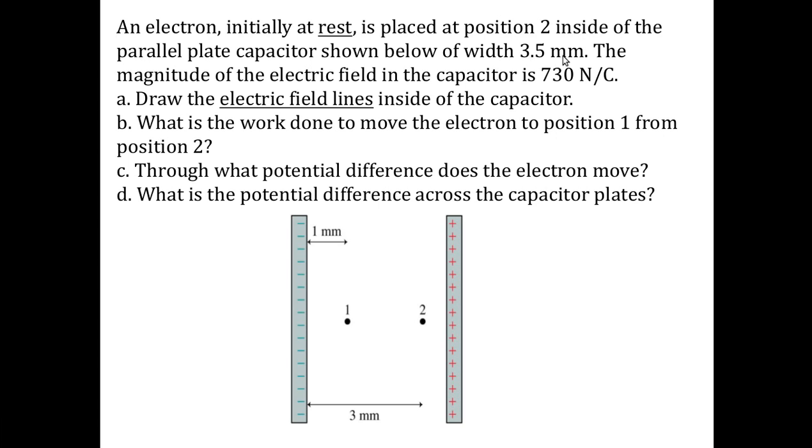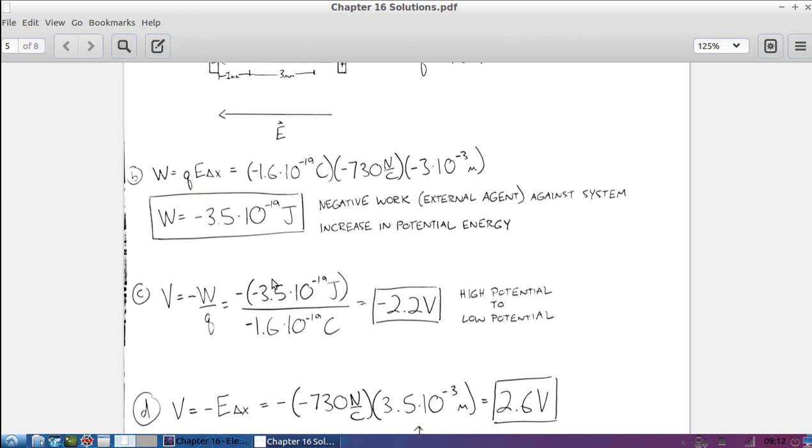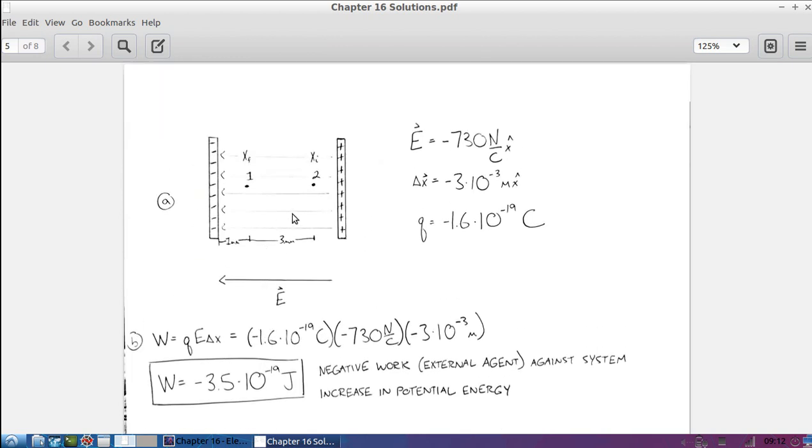It says the magnitude of the electric field is 730 newtons per coulomb. The first part is drawing the electric field lines inside the capacitor, so I have to indicate the direction of the electric field. The electric field always goes away from the positive plate and towards the negative plate. My drawing looks like this. I drew a couple of light lines inside so I didn't mess up my diagram too much. The E field is pointing in the negative x direction, so the electric field is negative 730 newtons per coulomb in the x direction.